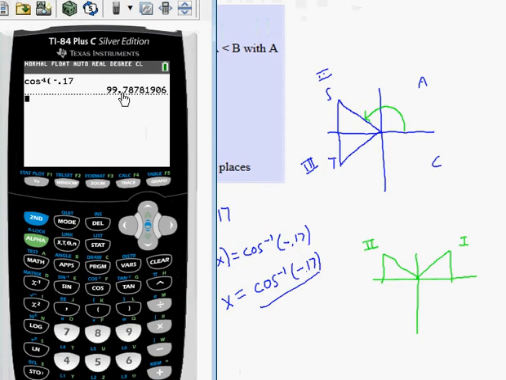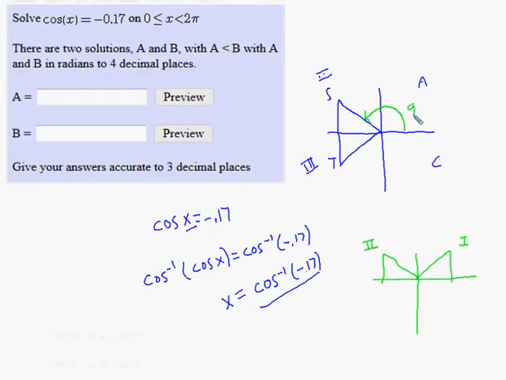If you let me round that to 99.8 for the purposes of the video, 99.8 degrees. Again, I suggested the answer should be bigger than 90, less than 180, and it is. So that's one of the answers. One of my answers would be 99.8 degrees, except it's asking for 4 decimal places, and I didn't do that. To find the other one, you really have to be a little bit of a detective and figure out what the reference angle is.